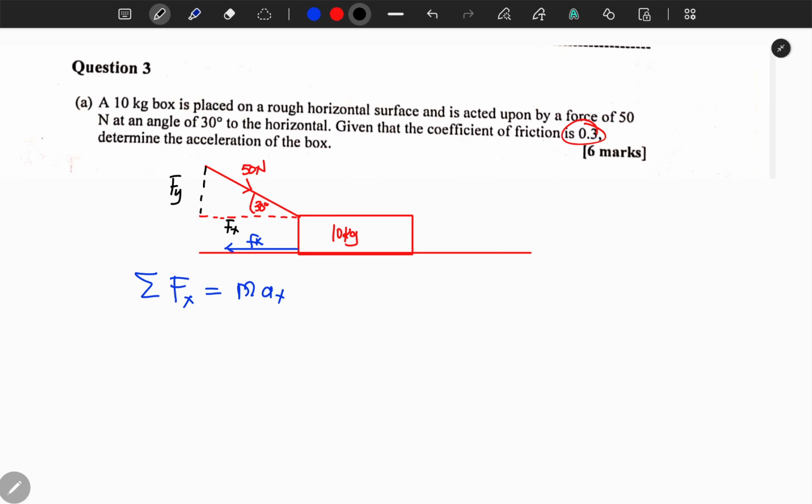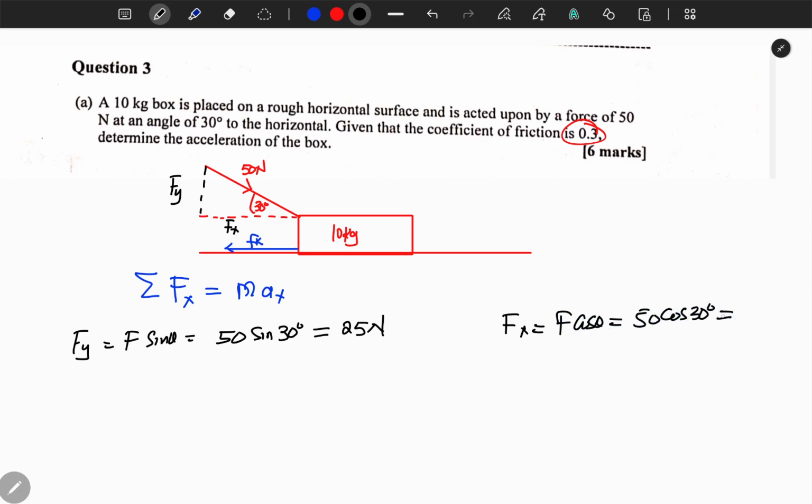Okay. So let's find the y component. The y component will be equal to F sine theta, which will be 50 sine 30 degrees, which I'm getting as 25 newtons. Then we also need to find the x. So let's find the Fx. Fx will be F cos theta, which will be 50 cos 30 degrees, and I'm getting 43.3 newtons. This is very important because we need to know what we're dealing with.